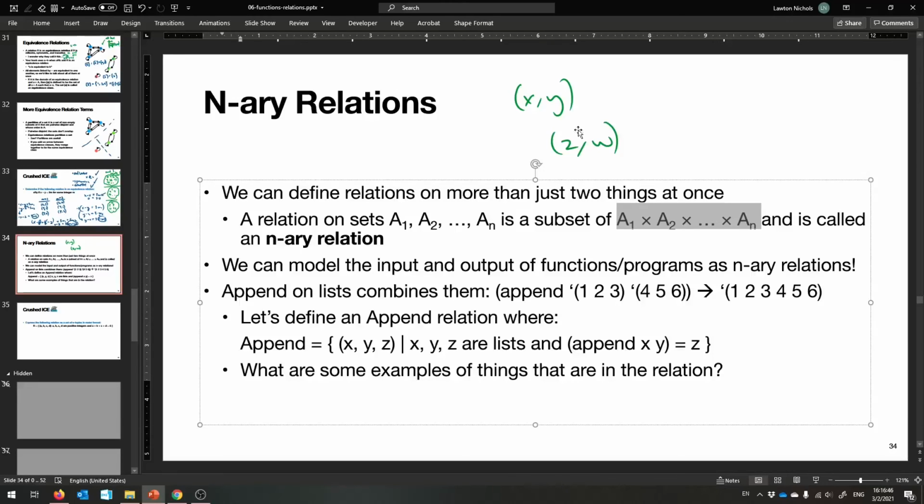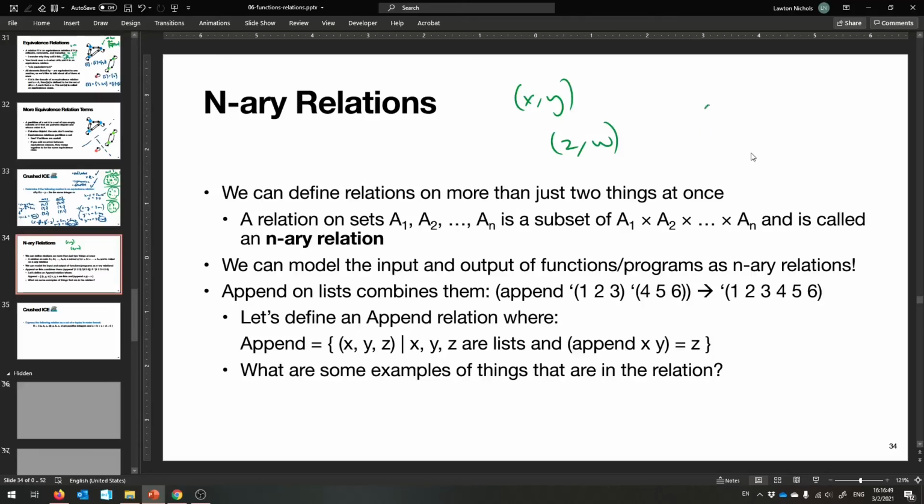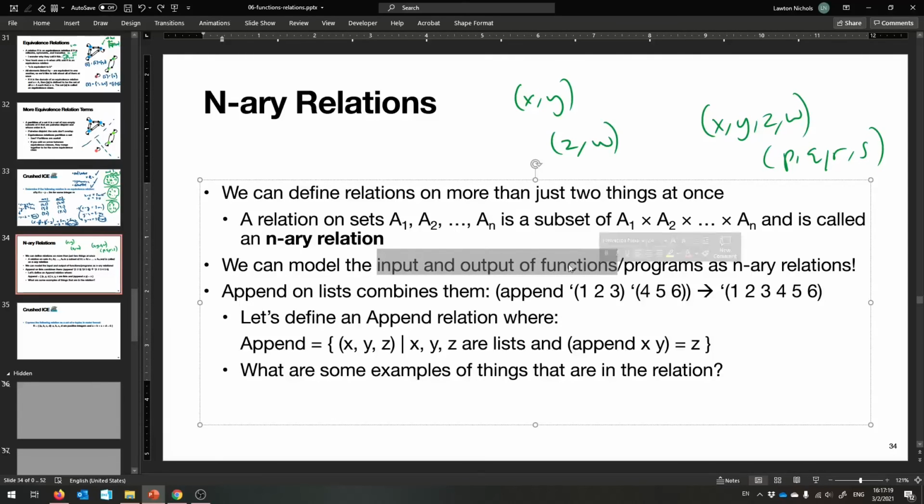Okay, so, for example, you can say that x, y, z, and w are in a relation all together, where x is the first thing, y is the second thing, z is the third thing, w is the fourth thing. You can say P, Q, R, S. This could be like a different relation that relates 4 things at once in some way. So it might be hard to wrap your head around why you might want this. So let's talk about programs. We're good at programming, right? So you can actually model input and output of computer programs, computer functions, right? Functions/programs as N-ary relations. Oh, dang.